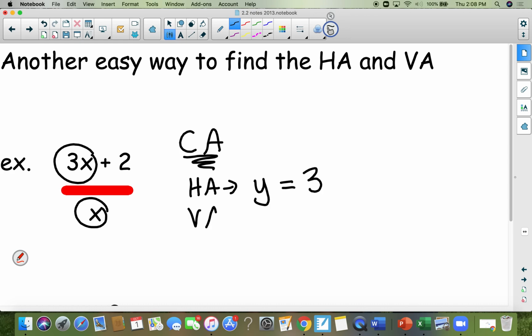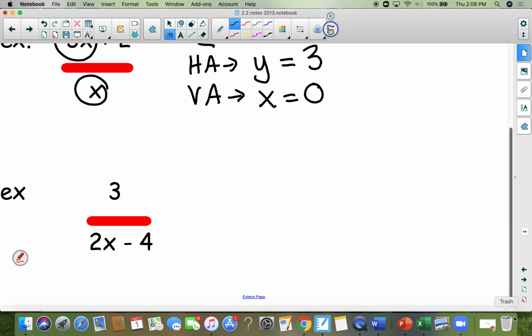To find the VA, the vertical asymptote, what can't x be in the denominator? X can't equal 0, so there should be a vertical asymptote at x equals 0. I don't know why we're doing it again, but we're doing it again.